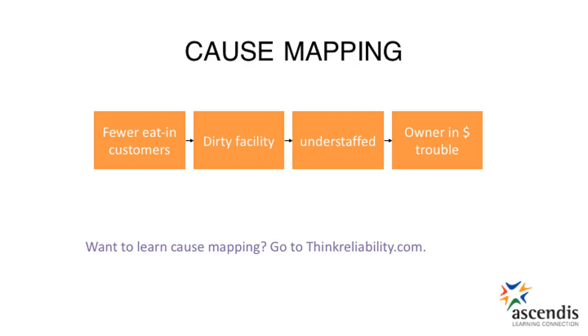Now, in the 30 minutes that we've got together, we don't have enough time to go into all the details behind it. So on this slide, you'll see I say, if you want to learn it, go to thinkreliability.com. This little company down in Houston, Texas, is brilliant. And if you want to see some really cool cause maps, they did a cause map on the sinking of the Titanic. They did a cause map on the financial meltdown. They did a cause map on the woman that got burned by spilling coffee in her lap at a McDonald's 20 years ago. Great examples, and they do tutorials online for free. So you can't beat the price, and I highly recommend them.